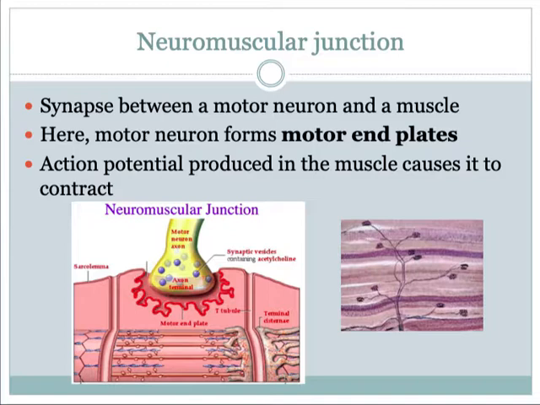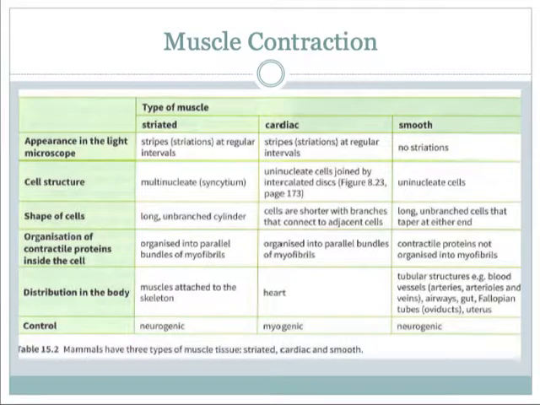Okay, so now we're going to talk about the contraction of muscles, and in the beginning, specifically striated muscle. We just talked about the synapse between a motor neuron and a muscle, and how the motor neuron forms those motor end plates, and that the action potential produced in the muscle causes it to contract. The striated muscle tissue makes up many muscles in the body that are attached to the skeleton. Striated muscle only contracts when it's stimulated to do so by impulses that arrive via motor neurons. Muscle tissue like this is described as being neurogenic.